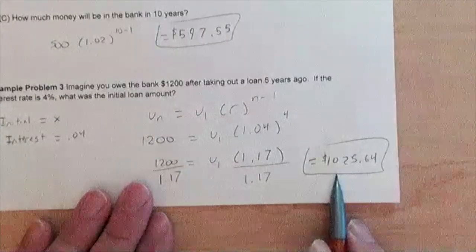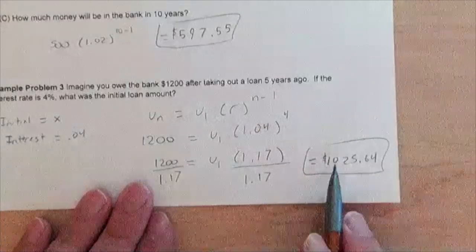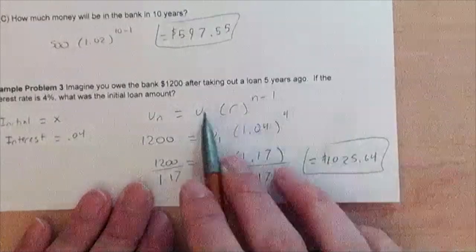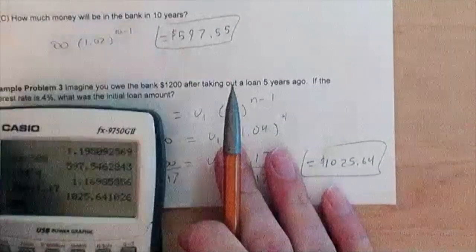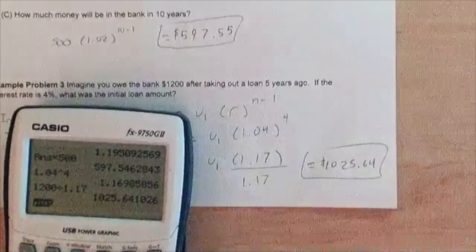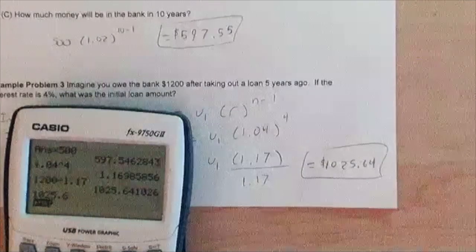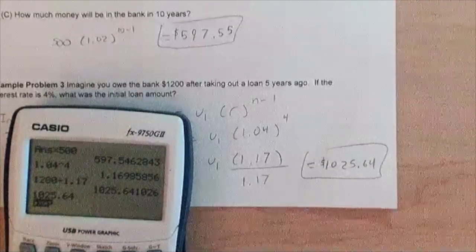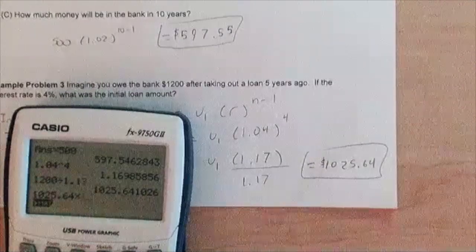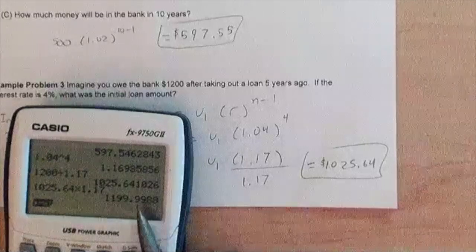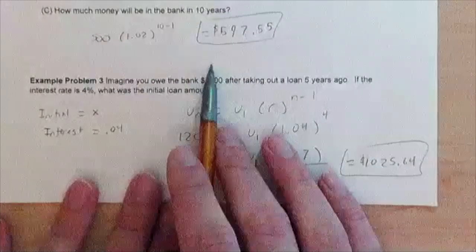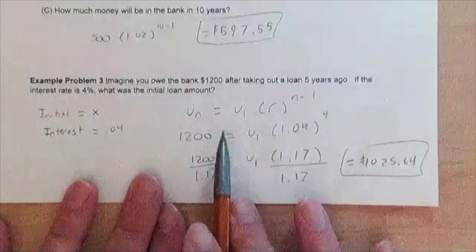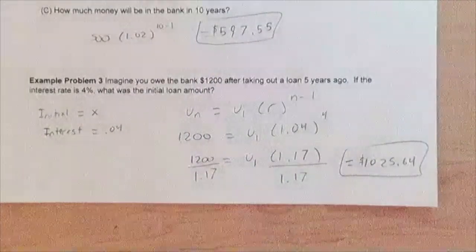So here you could check your work, right? What this is really saying is that if you put $1,025 in the bank, and you're going to gain 17% overall, it's going to give you 1,200. So here, just be aware that you might have to work backwards for like one of the questions, but I don't think that's too difficult.